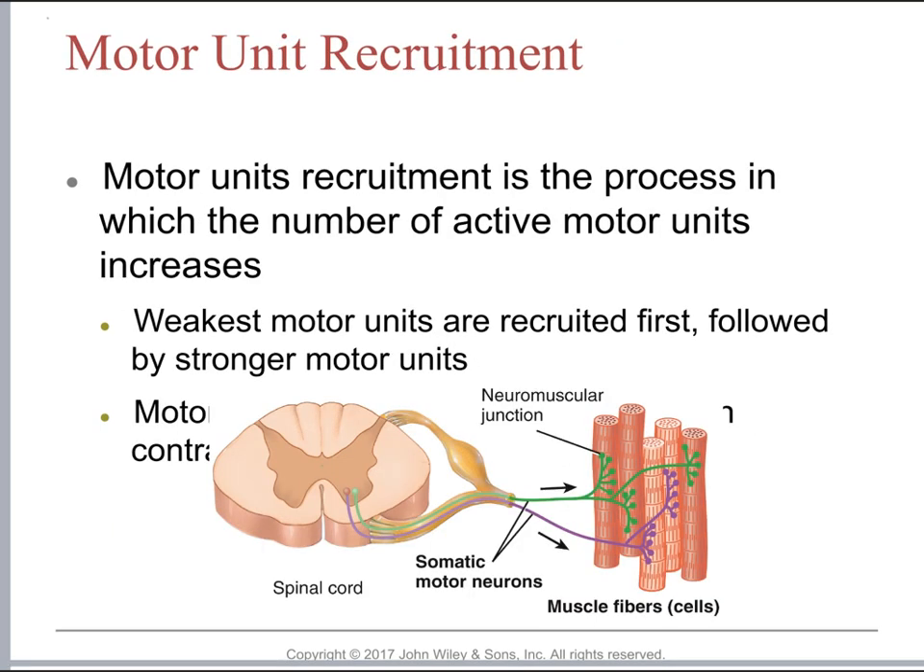So we're going to define motor unit recruitment. It is the process in which the number of active motor units increases. There is a process: weak motor units are recruited first, followed by stronger motor units. And ultimately, motor units contract alternately to sustain contractions for a longer period of time.